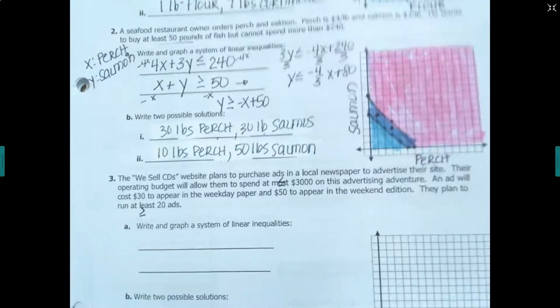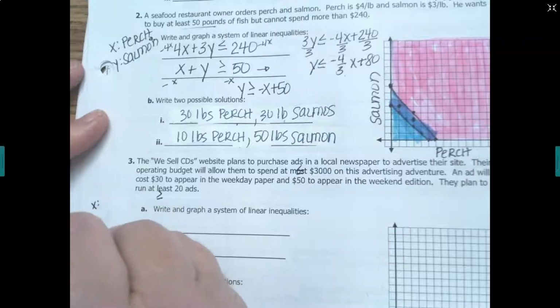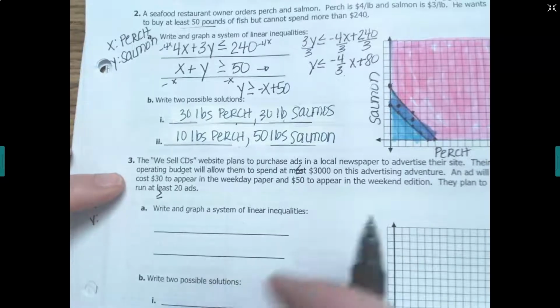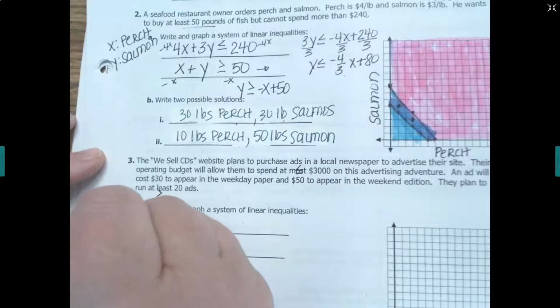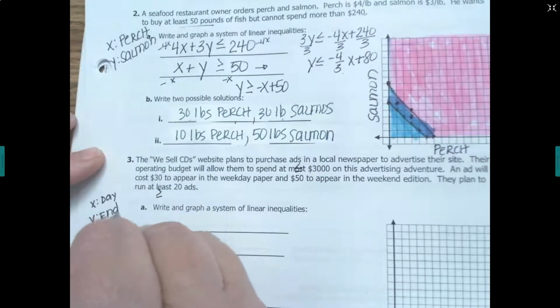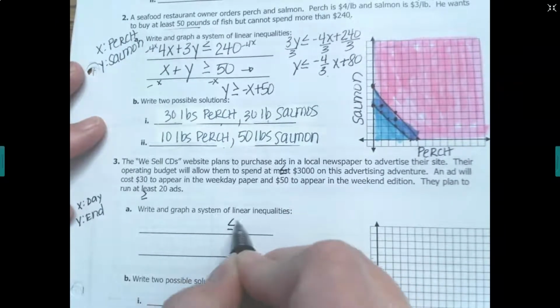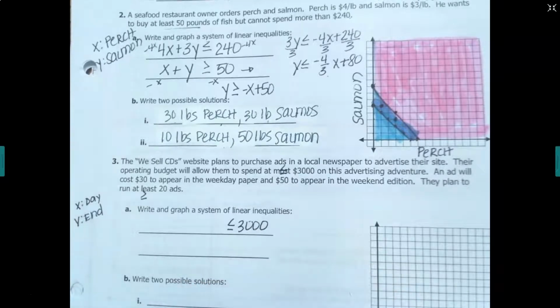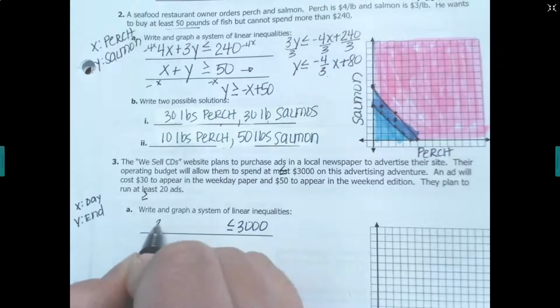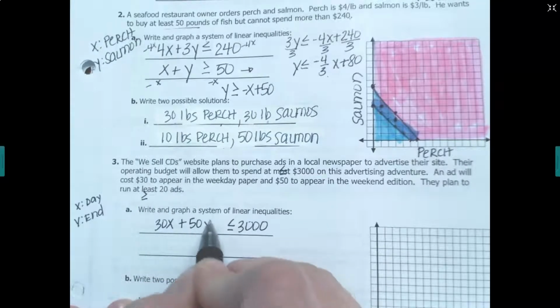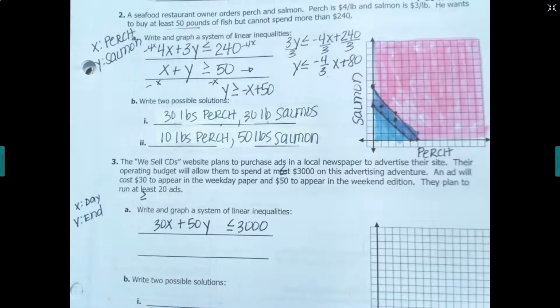So what are we talking about here? That's what we got to get started with. We're talking about kinds of ads. So they have weekday and weekend. I'm going to say the weekday is x and the weekend is y, just to help us think about this. So at most $3,000, less than or equal to $3,000. Well, when you're talking about money, the inequality has to do with money. So we have $30 for weekday and $50 for weekend. Okay, money, money, money. So we're good there.